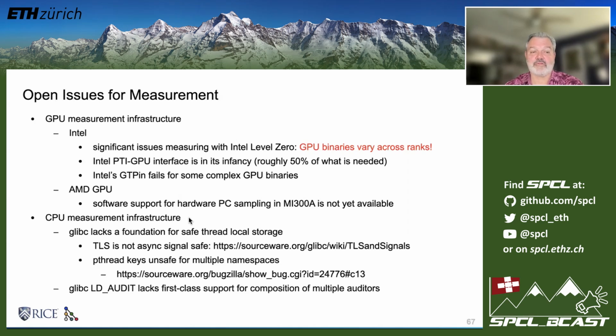And then just a few notes about CPU measurement infrastructure. It turns out that glibc lacks a foundation for safe thread local storage. And this is a real pain if you're trying to build tools that are multi-threaded. Thread local storage itself is not async signal safe. So if you declare thread local variables in C++, you can't use those inside signal handlers. And you might think, oh, well, I'll just use pthread keys.